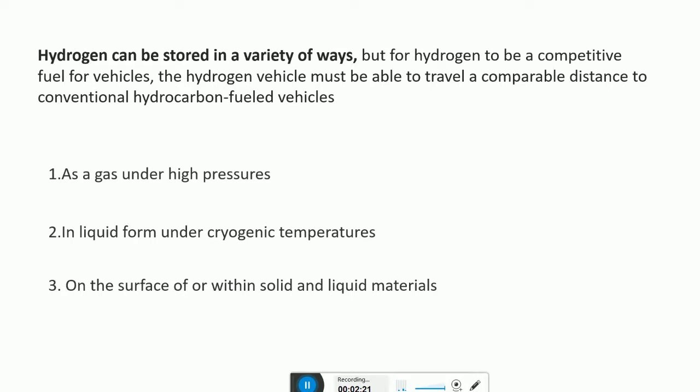The interest is in using hydrogen for storage of energy in zero emissions vehicles. Hydrogen has a very low boiling point. It boils around 20.268 Kelvin.